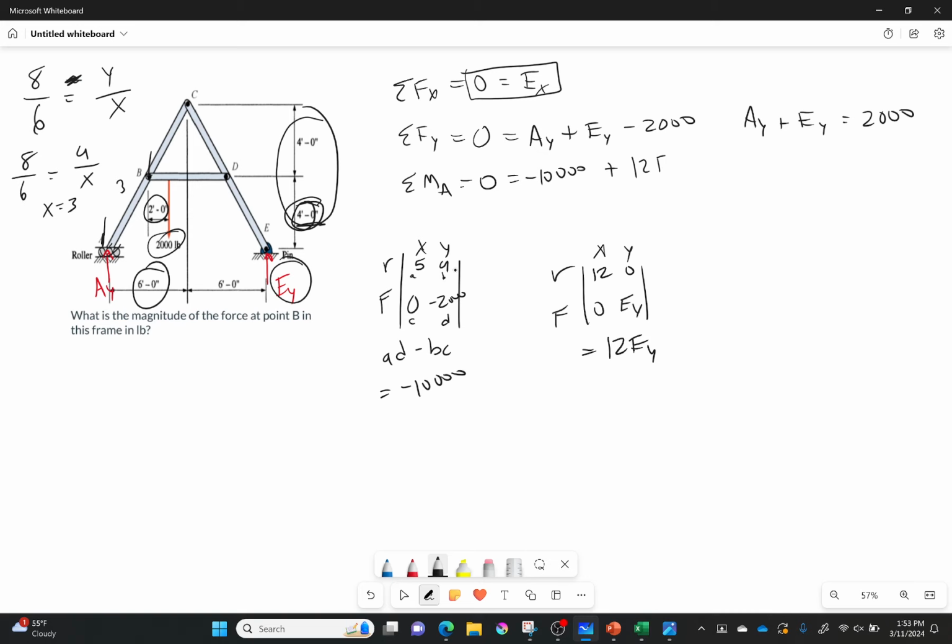So the sign is taken care of for me. I don't have to worry about that. It's all good. Just remember that left is negative and down is negative when you're doing this. Okay, I can solve for this because there's only one unknown, and so let's go ahead and do that. So EY is going to be equal to 10,000 divided by 12, which definitely in my head, definitely not using a calculator right now, I get 833.3.